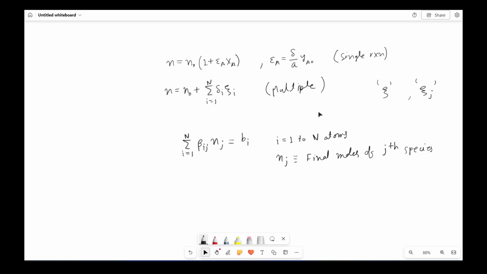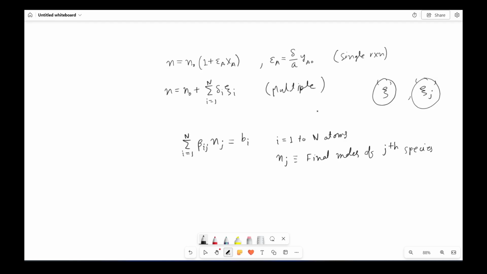Hello everyone. In previous sessions, we have discussed how to do mole balance for single reaction as well as multiple reaction, and we have used the extent of reaction coordinate as defined in many textbooks. For single reaction, there will be one extent of reaction, and for multiple reaction, there will be multiple extents of reaction. But there is another way of doing mole balance for multiple reaction as well as single reaction, which will not include the extent of reaction.